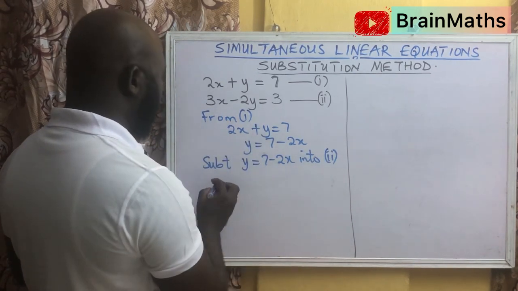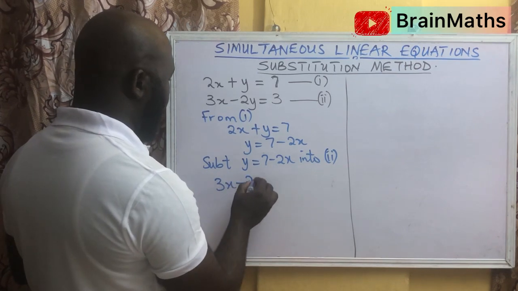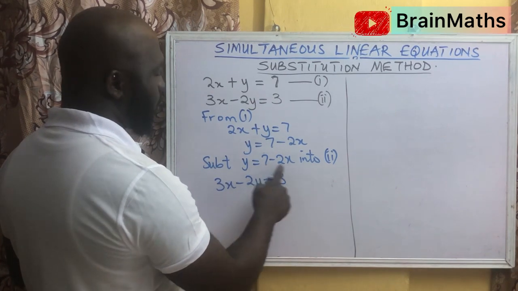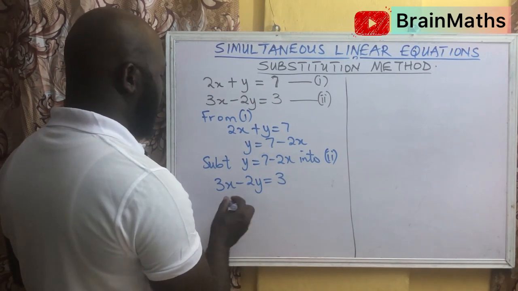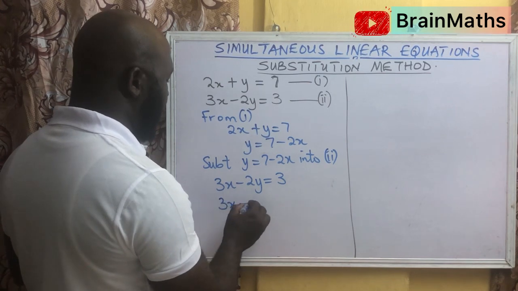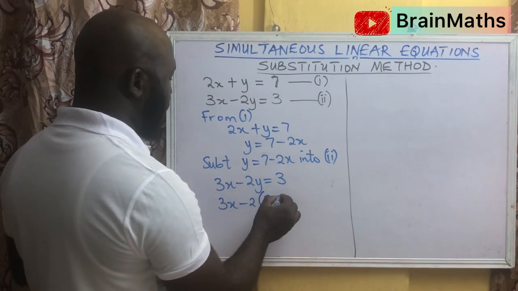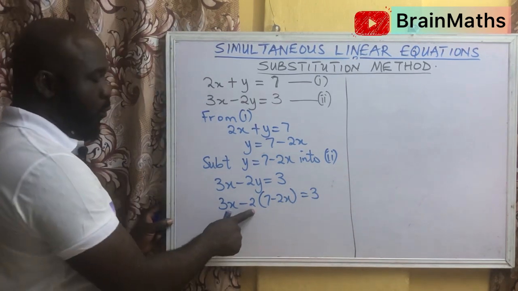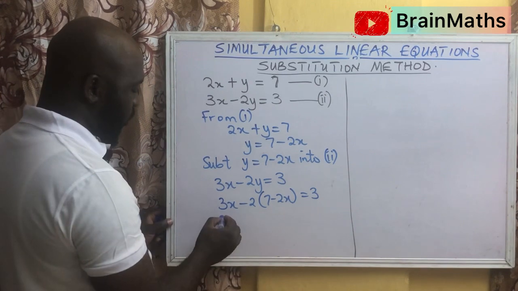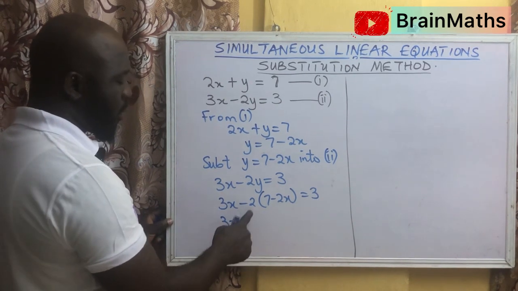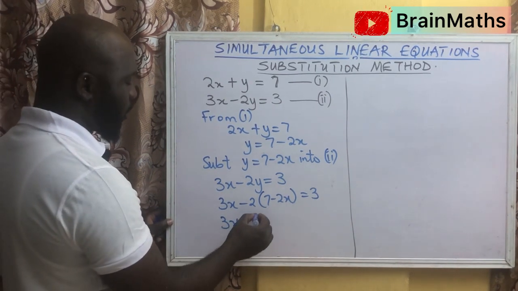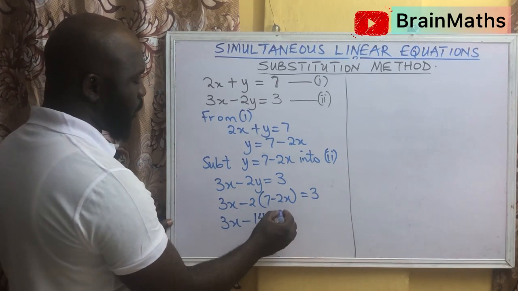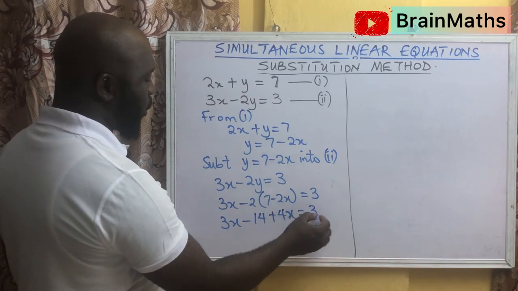And our equation 2 says 3x minus 2y equals 3. So anywhere you see y now, we are going to replace it with 7 minus 2x. So we have 3x minus 2 into 7 minus 2x equals 3. So we have to open this bracket with minus 2. So this is going to become 3x minus 2 times 7, that is going to give minus 14. Minus 2 times minus 2x, that is plus 4x, which equals 3.